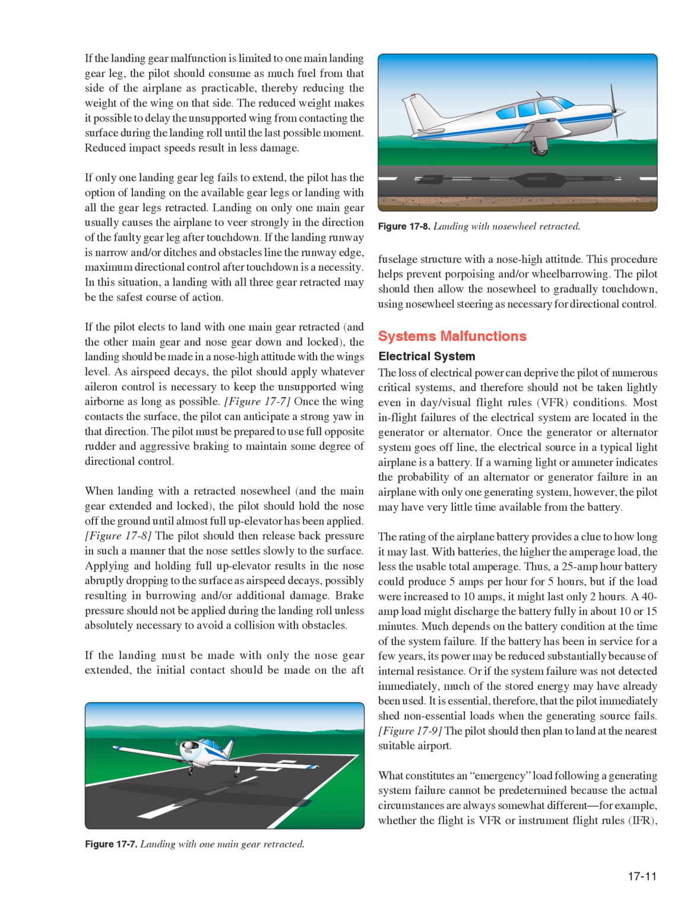If the landing must be made with only the nose gear extended, the initial contact should be made on the aft fuselage structure with the nose high attitude. This procedure helps prevent porpoising and/or wheelbarrowing. The pilot should then allow the nose wheel to gradually touch down, using nose wheel steering as necessary for directional control.